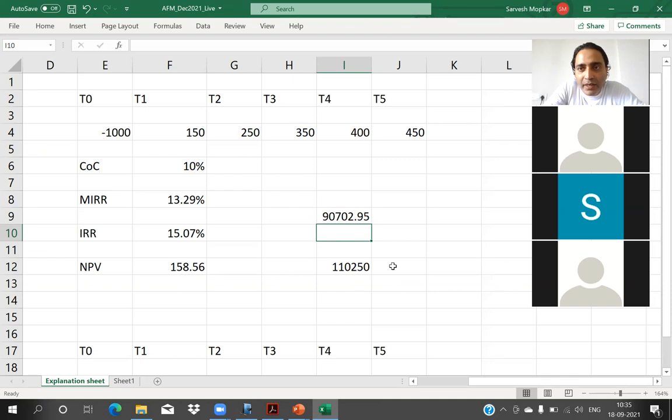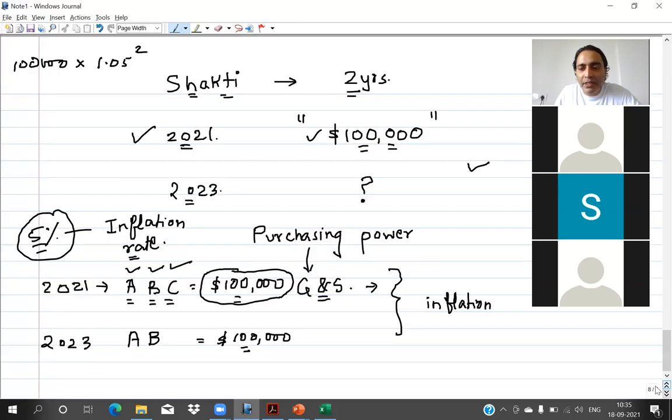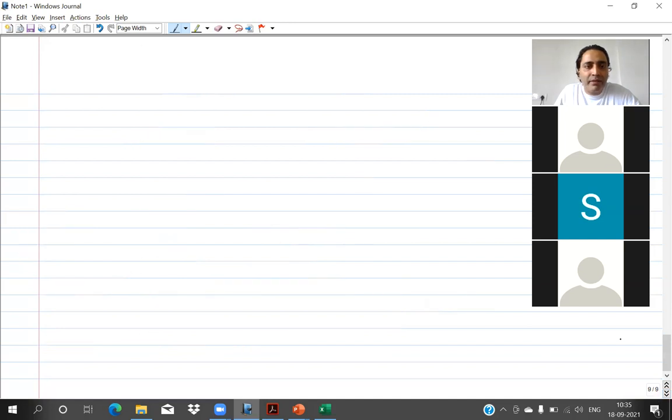Is it clear? Samajh mein aa raha hai? Are you understanding the mathematics? Maine kya formula use kiya? Sir, ye aapne kya kiya? Maine kuch alag nahi kiya. Maine bas FV aur PV ka formula use kiya. This is to find the future value.